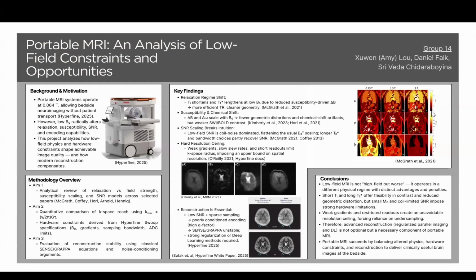This project analyzes what fundamentally changes when MRI is done at 64 millitesla, as in the Hyperfine portable scanner. AIM-1 shows that low B naught alters relaxation and susceptibility, meaning T1 shortens, T2 star lengthens, and susceptibility and chemical shift artifacts shrink. SNR becomes coil noise dominated, breaking the usual B naught squared intuition.